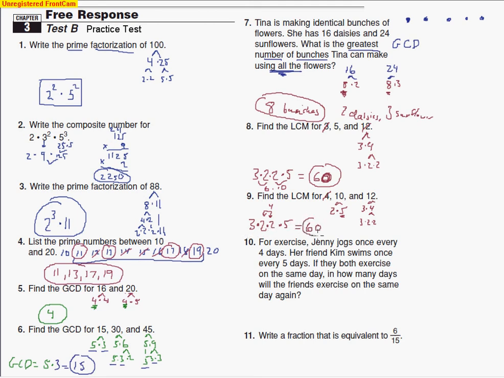And what that means is I can divide 4, 10, and 12 into 60, just like I can divide 3, 5, and 12 into 60 as well. So that's called the least common multiple.